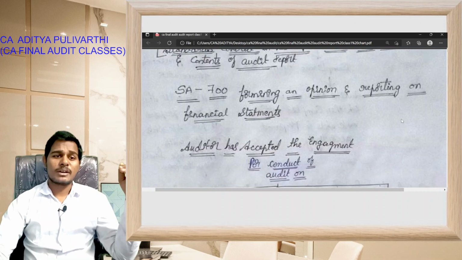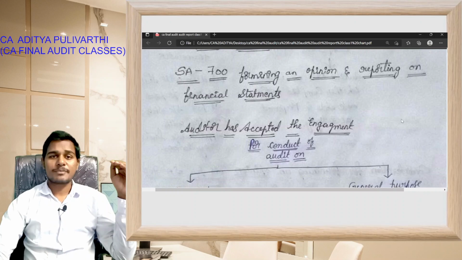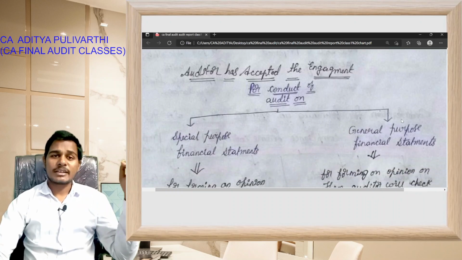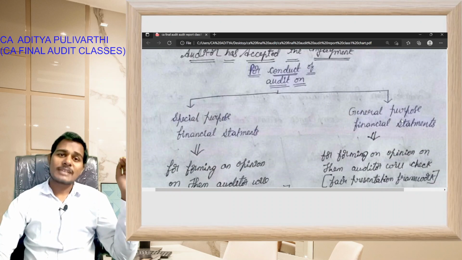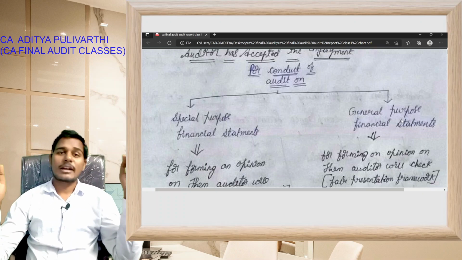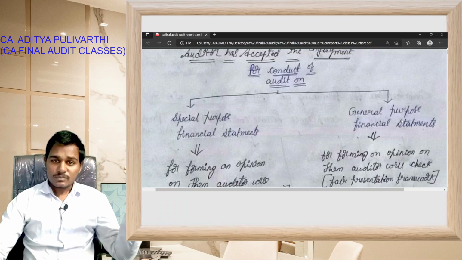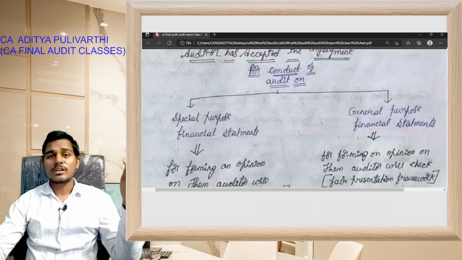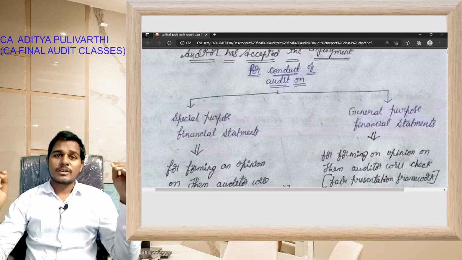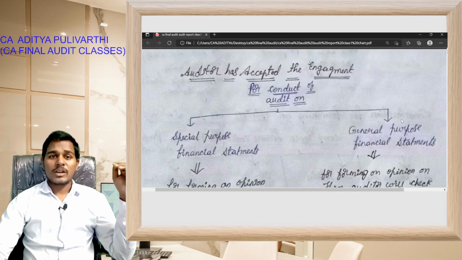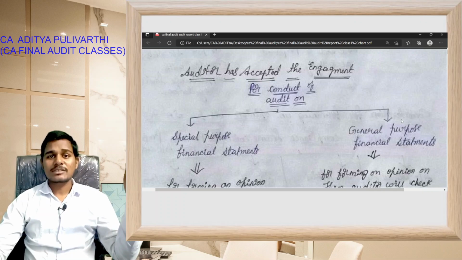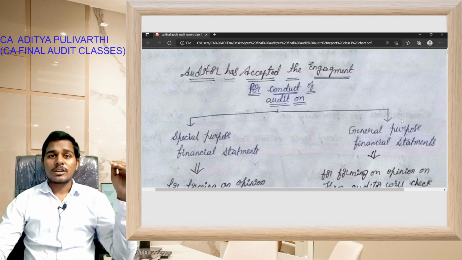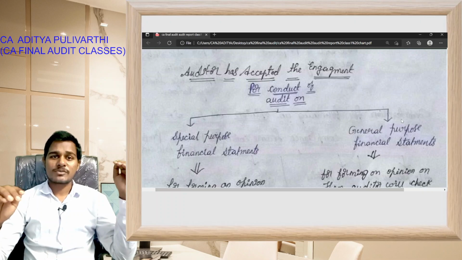Now coming to SA 700, forming an opinion and reporting on the financial statements. Students, the auditor has accepted the engagement for conduct of the audit. There are two types of financial statements on which the auditor may do the audit. Before the audit engagement, the auditor should ask the client whether the audit should be done on general purpose financial statements or special purpose financial statements.